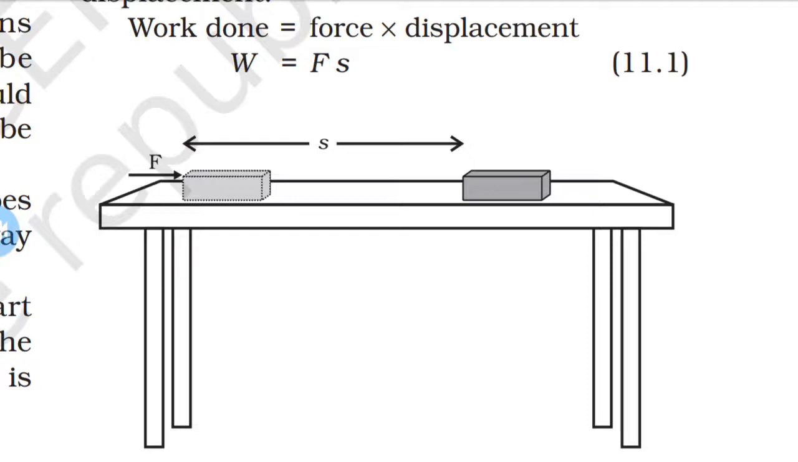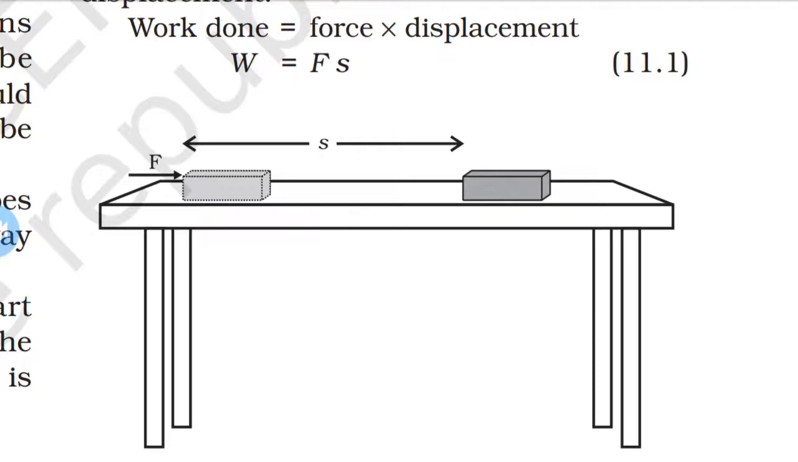Now, work done by a constant force. Let us consider one object kept on the table, and force F applied on one side. Due to the force, the object will move a distance s, so the displacement should be s. Let a constant force F act on an object, and let the object be displaced through the distance s in the direction of the force as shown in the figure.